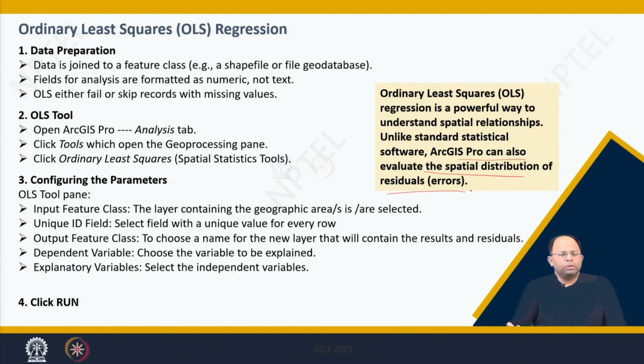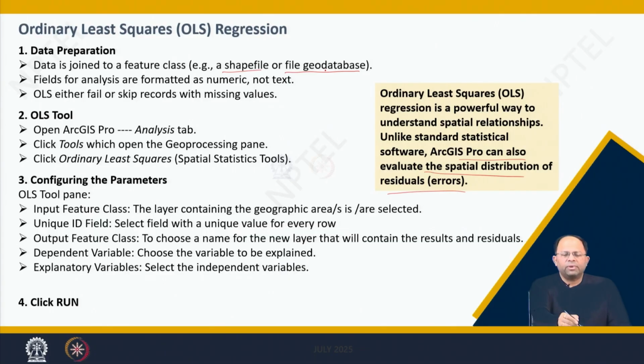So first we have to prepare the data. That means data is joined to a feature class first, that is either a shapefile or a file geodatabase. This is a special kind of file like a database, where several different layers could be put together, or it could be a single shapefile as well. We can use any of this data, take that shapefile or group of data, extract the features that we require, and once we are ready with that data, we can start the regression.